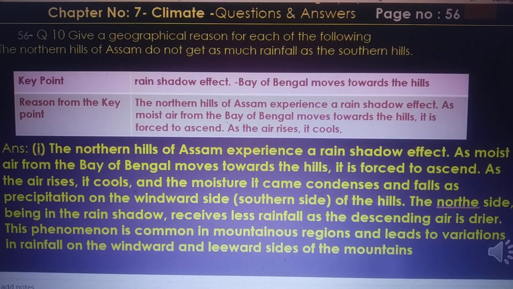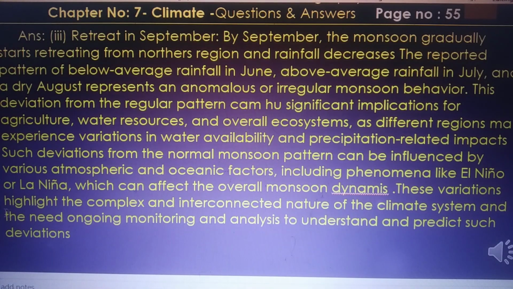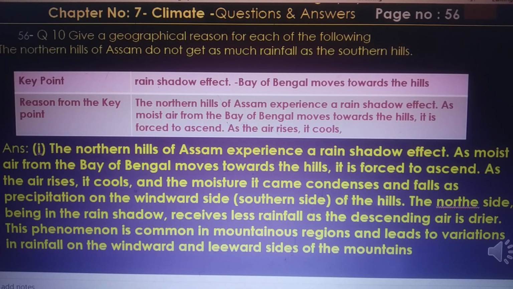Question number 56. The northern hills of Assam do not get as much rainfall as the southern hills. Key points: rain shadow effect and Bay of Bengal moves towards the hills. The reason from the key point: the northern hills of Assam experience a rain shadow effect as moist air from the Bay of Bengal moves towards the hills. It is forced to ascend. As the air rises, it cools.